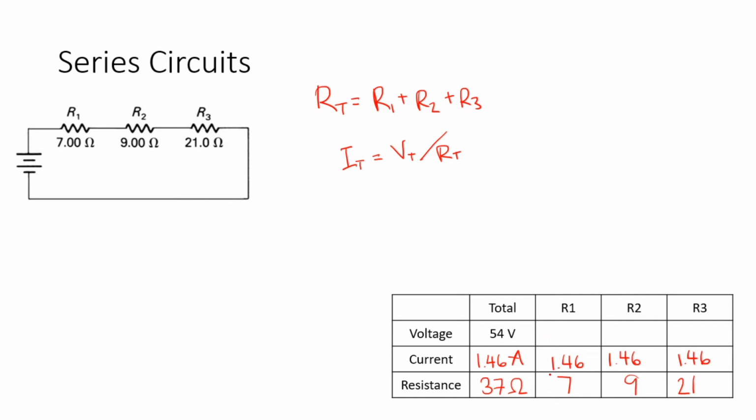That's fine. How do I solve for each voltage? 7 times 1.46, 10.22 volts. 9 times 1.46, 13.14 volts. 21 times 1.46, 30.66 volts. Now, ideally, if you add those things together, 30.66 plus 13.14 plus 10.22, you should get your source voltage. In this case, I think it's going to be like 54.02 volts. Close enough. That's because of rounding.